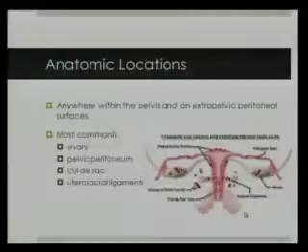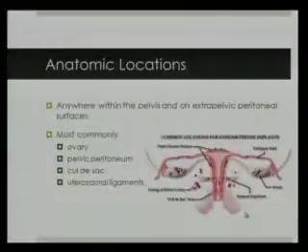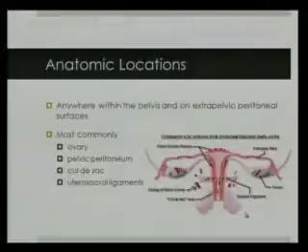So we'll talk about anatomic locations. I already talked about the extent and widespread nature of this disease, but endometriosis can be found anywhere, certainly any site within the pelvis or the extrapelvic peritoneal surfaces. Most commonly, it's found on the ovary, the pelvic peritoneum, the cul-de-sac, and the uterosacral ligaments, and that's where we predominantly see these lesions.